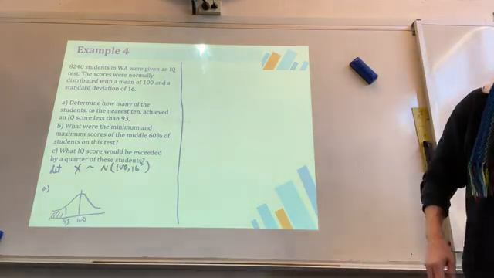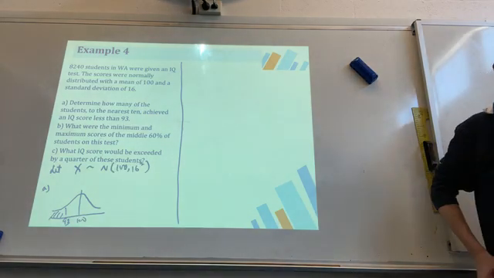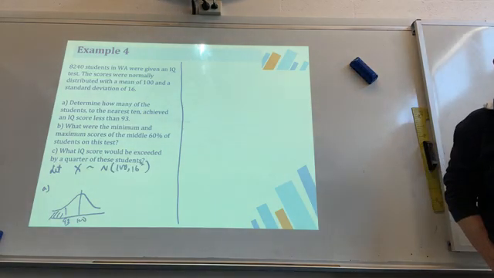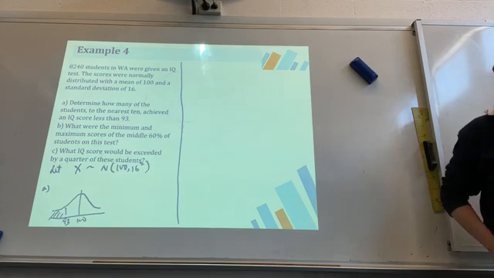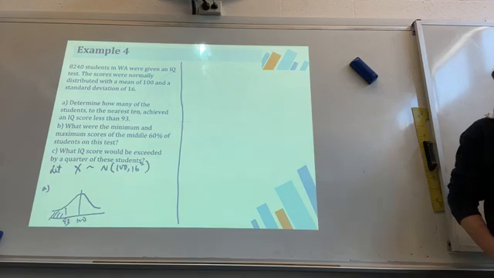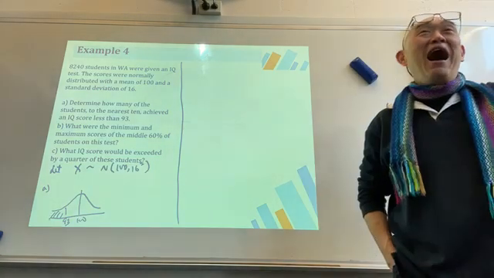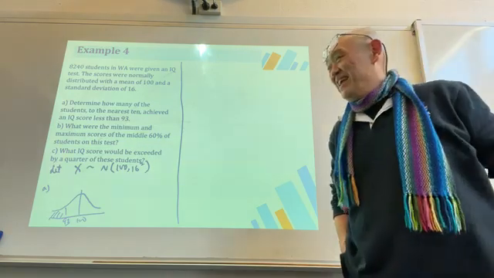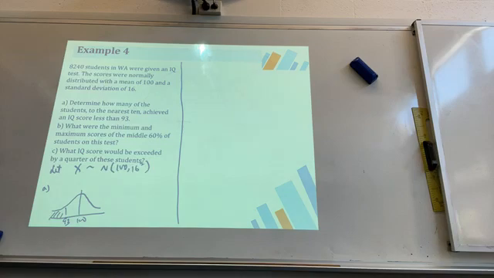Sir, do you have to do negative infinity because surely you can't have a negative IQ? You can't have a negative IQ, but the graph just goes on. It's just the way it is drawn. There's no negative IQ. I don't know what the lowest IQ is. So you have to do negative infinity to 93. Yeah, it doesn't matter. All right.